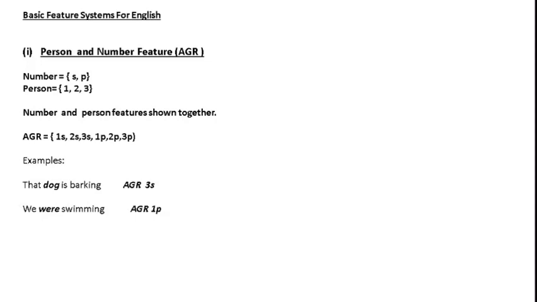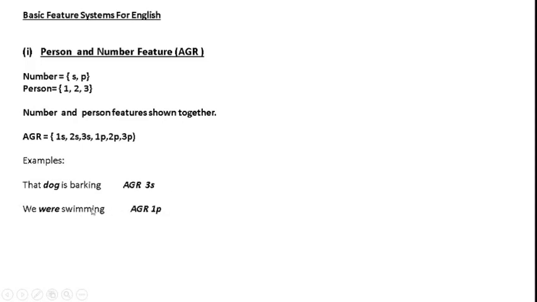Consider the sentence "that dog is barking." If you consider the person of this sentence, it is third person because it is "that dog." The speaker is not talking about himself or the listener, but about somebody else or some other animal, so it is a third person. Then the next thing is the speaker is talking about a dog, so it is singular. That is why this AGR feature is 3s.